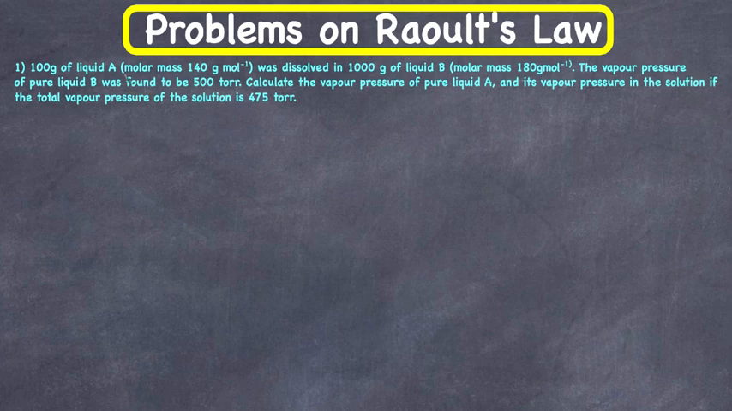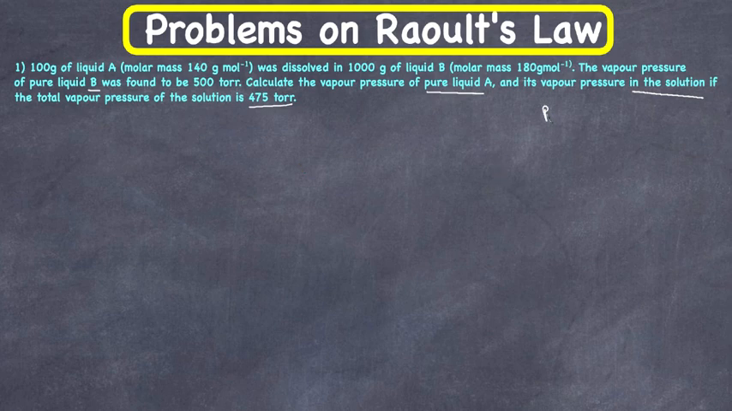It says we have 100 gram of liquid A dissolved in 1000 gram of liquid B, and they gave us the molar mass and they gave us the vapor pressure of pure liquid B, and we need to calculate vapor pressure of pure liquid A and its vapor pressure in the solution, and they gave us the total vapor pressure, 475 torr. So let's write down some formulas from Raoult's law.